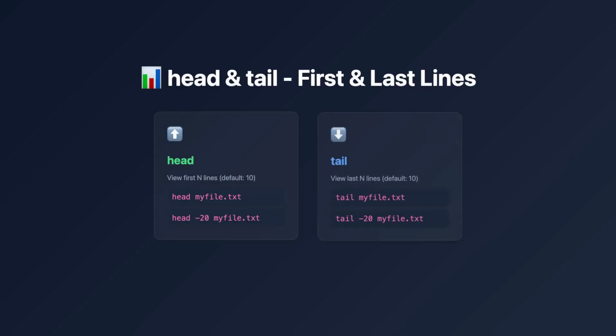Head and tail show the beginning or end of files. Head displays the first 10 lines by default. Use head -20 to see the first 20 lines. Tail shows the last 10 lines by default. The -f flag with tail is super useful. Tail -f watches a file for new content in real time. Perfect for monitoring logs.